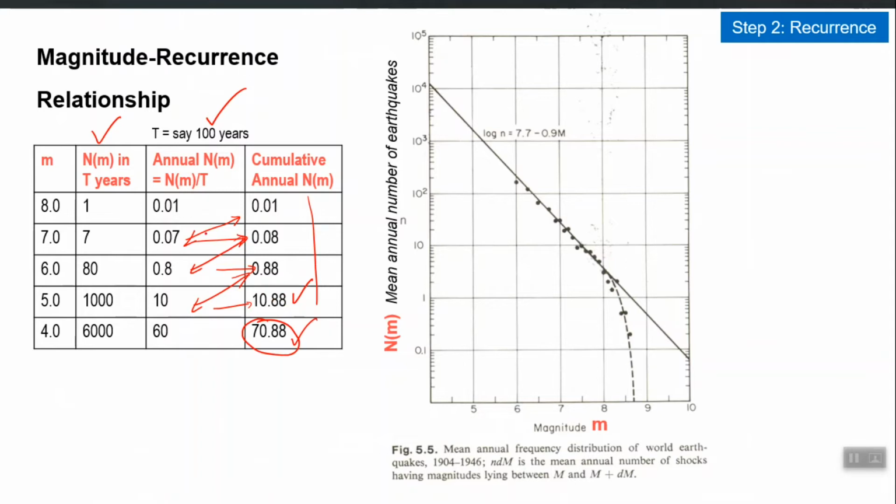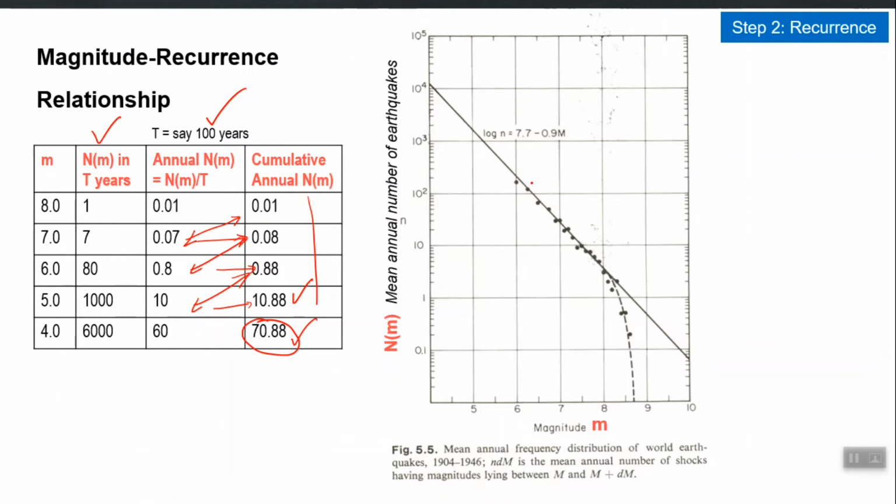So we can plot any of these 3 columns on the y axis with the magnitude on the x axis, and it will be called the magnitude recurrence relation. So there are different forms of the MR relation. We can plot directly the number of earthquakes, we can plot the annual number of earthquakes by just dividing the whole y axis by the total number of years for which the data is there, and we can also have this cumulative annual N of M on the y axis.